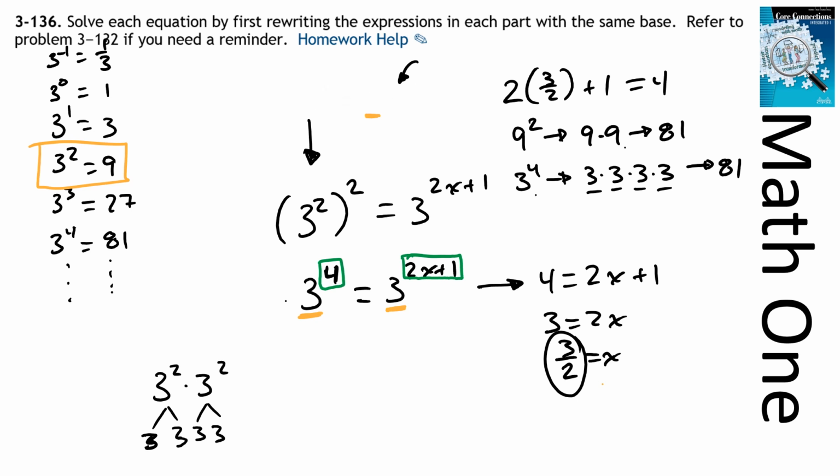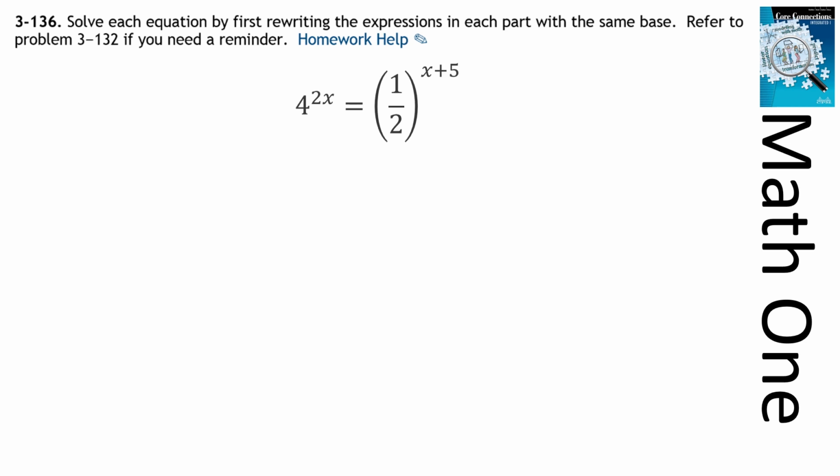And I believe there's one more problem here. Let's clear the ink. The last one has a base of 4 and a base of 1/2. Let's see what to do. I'm going to take a look at some powers of 2, and in fact I'm going to expand this list a bit.